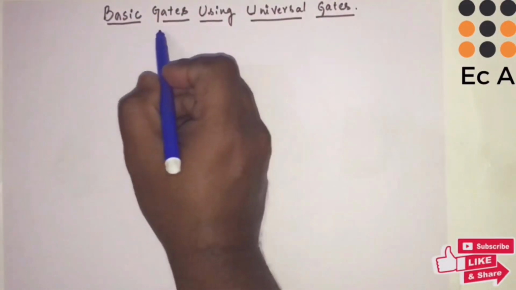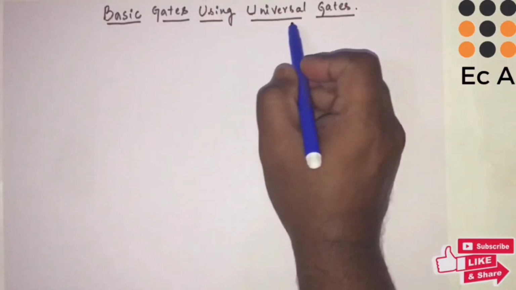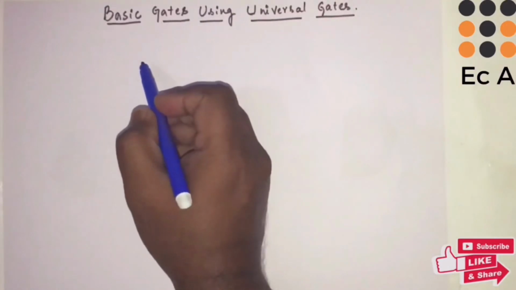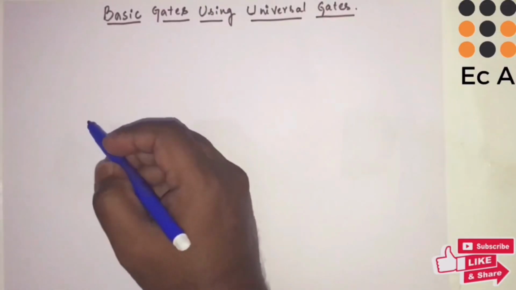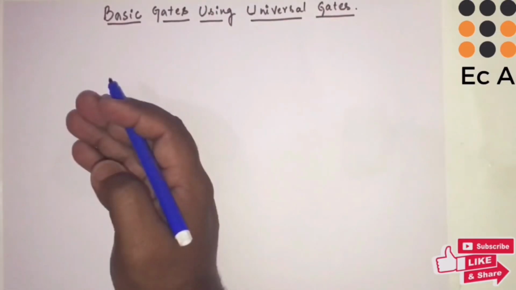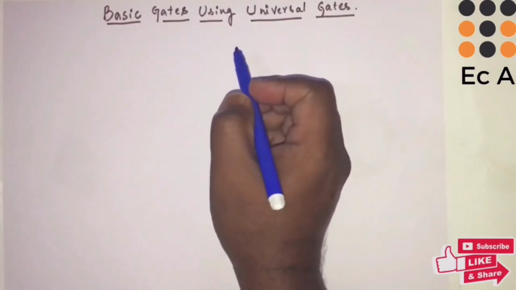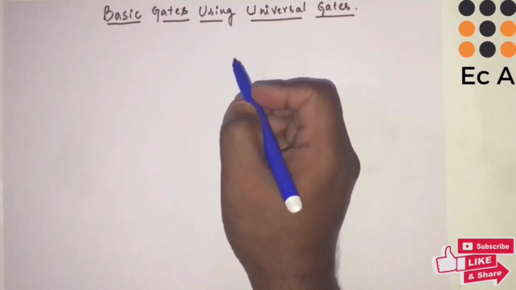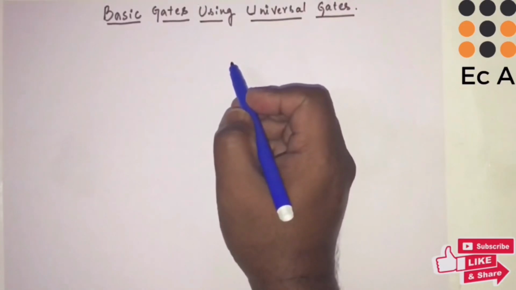Now let us understand the implementation of basic gates using universal gates. So we know there are three basic gates: NOT gate, AND gate and OR gate. We will implement these three basic gates using universal gates, which are NAND gate and NOR gate. We know NAND gate and NOR gate are known as universal gates.